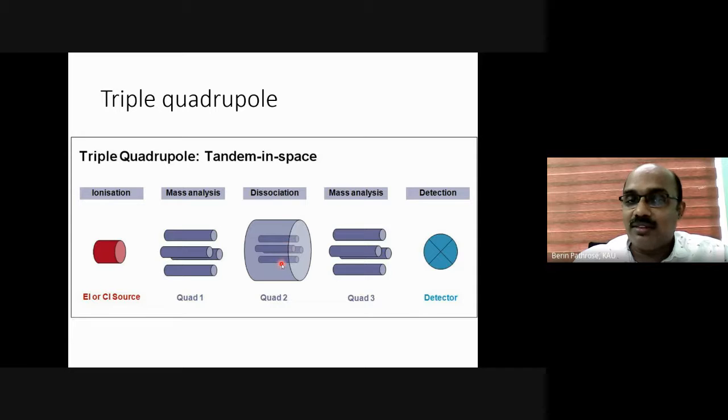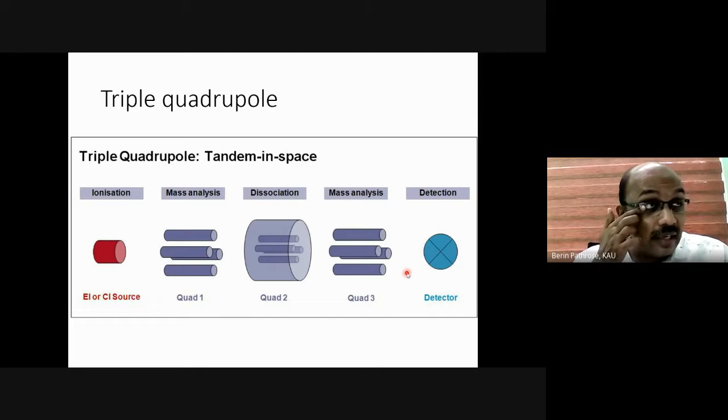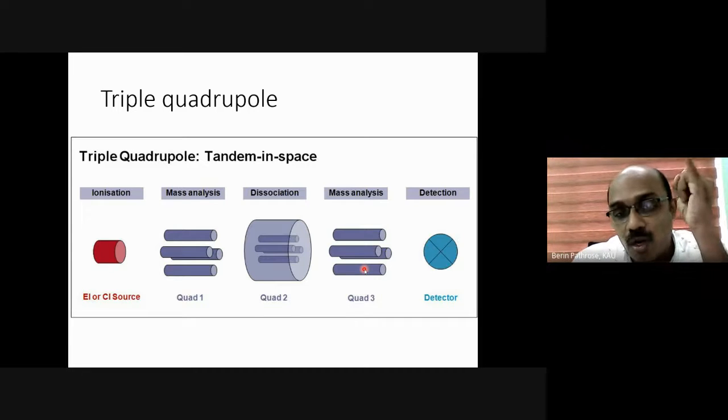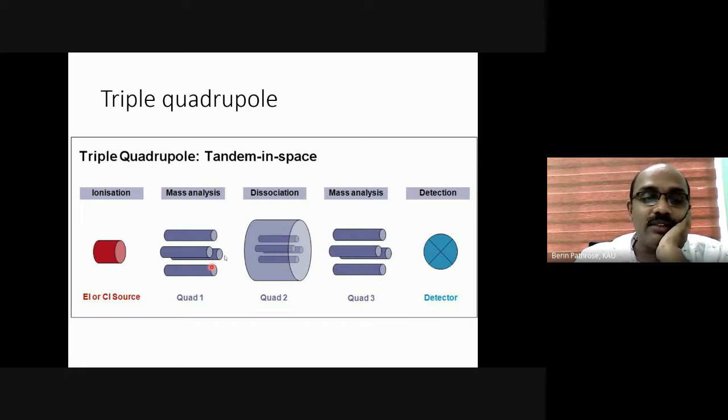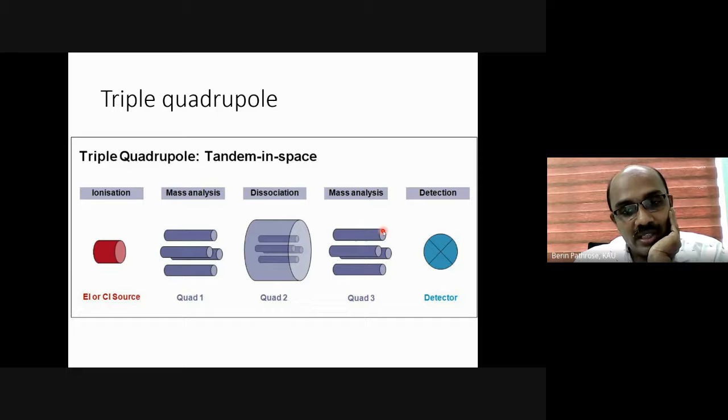In the second quadrupole, it is a collision cell. It breaks down, and water will invariably break down into H plus and OH minus. And in the third quadrupole, again we will measure the mass, and we will have masses of 1 and 17. Here we got 18 because it is the entire molecular weight of the water molecule. Here it gets broken down into H plus and OH minus, and the mass of H plus and OH minus will be measured over here. So it will give masses of 1 and 17.